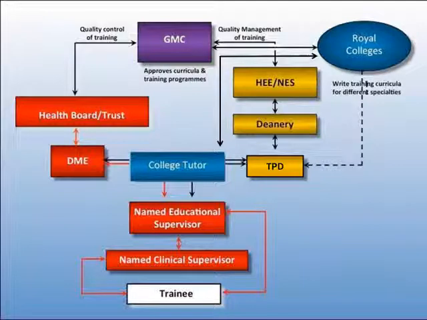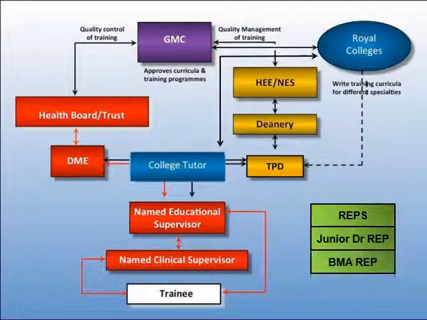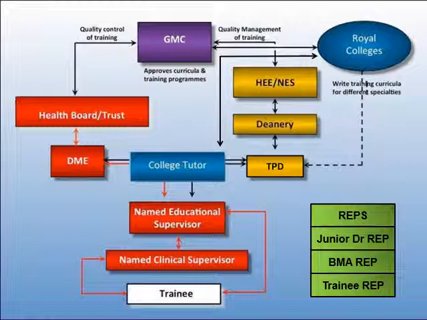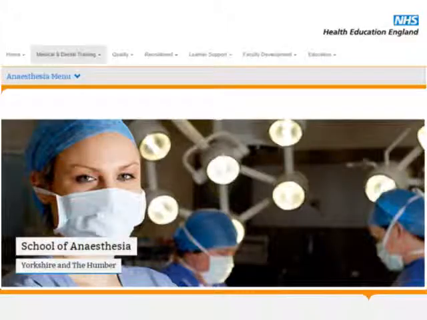Finally, a number of additional supportive and advisory roles. For example, the reps. There will frequently be a junior doctor rep, a BMA rep, and a trainee anaesthetist rep in each trust. There will also be a guardian of safe working to ensure rotas are compliant and training opportunities are not missed.